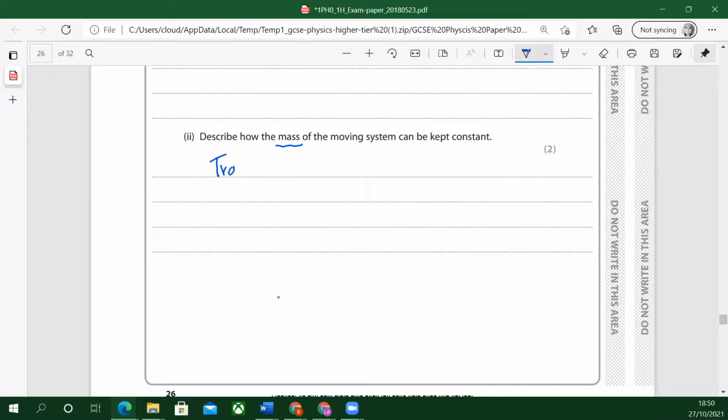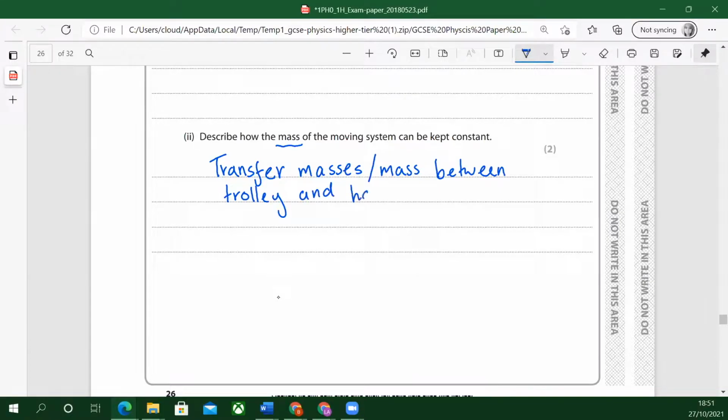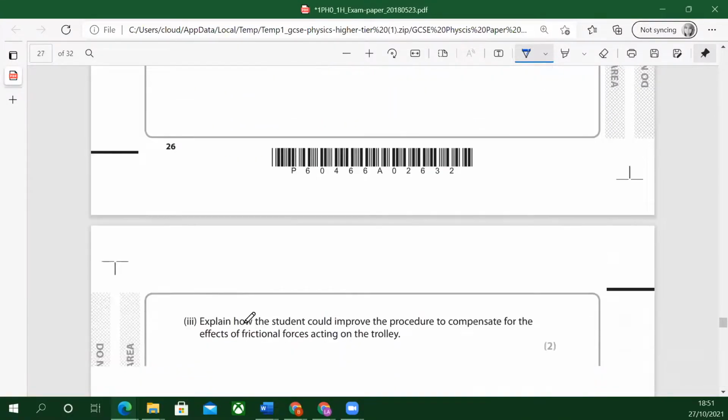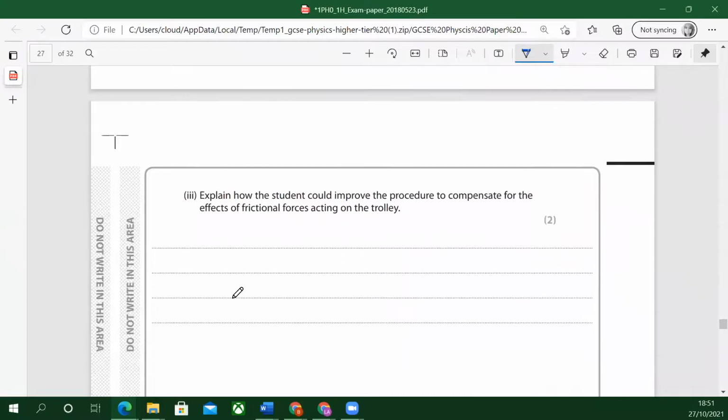transfer masses between trolley and hanger. Transfer mass or masses between trolley and hanger. They also accept weights as well there. So yeah, we can get a bit of a longer question here.